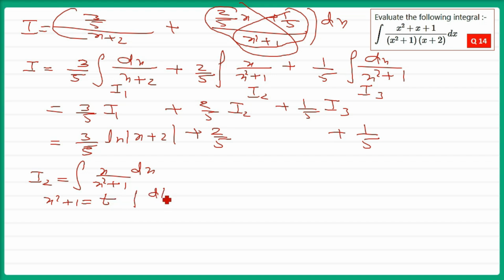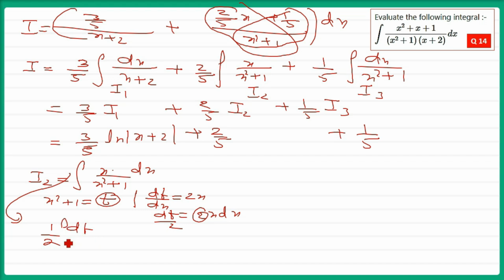So this dt by dx will give you twice of x. So dt will be equal to 2x dx. That is, if you want to have x dx, it will be equated to dt by 2. So this x dx will be dt by 2. Half you can take outside. x square plus 1 has been taken as t.